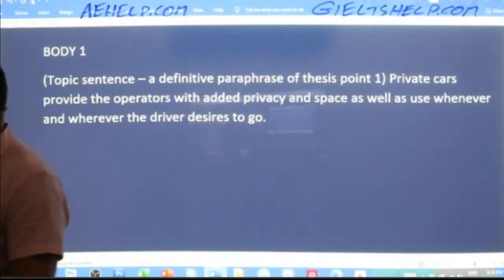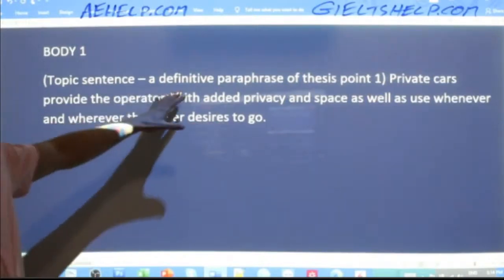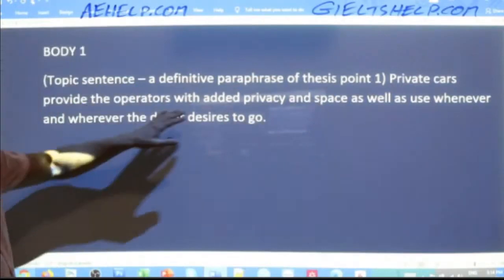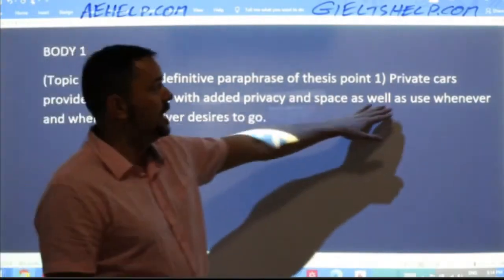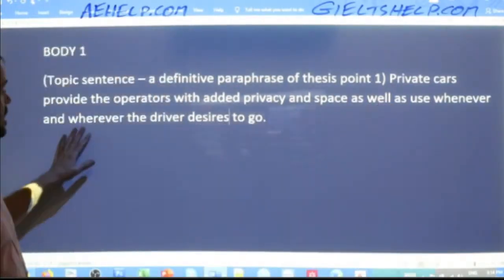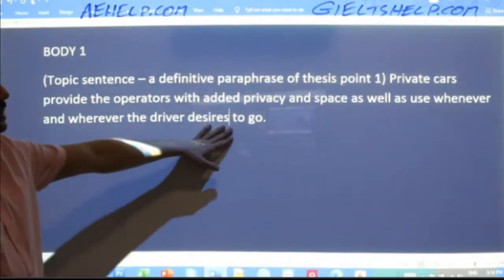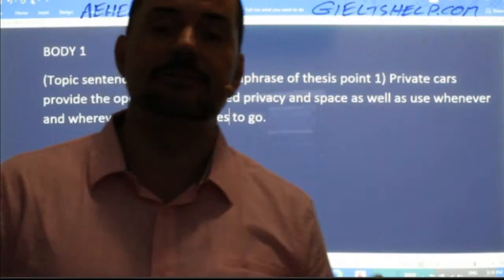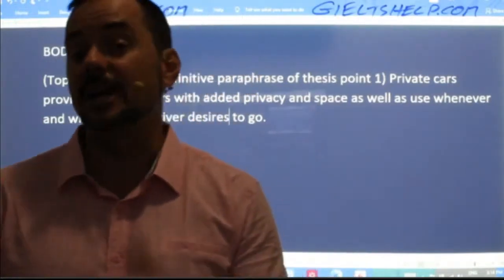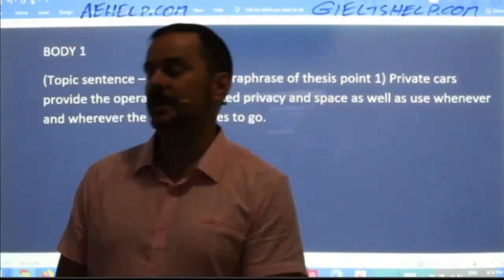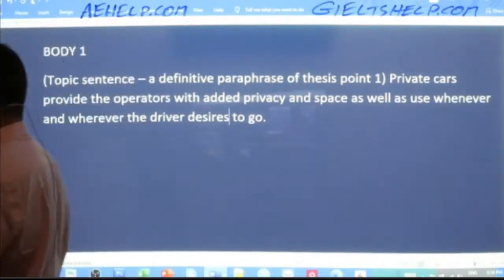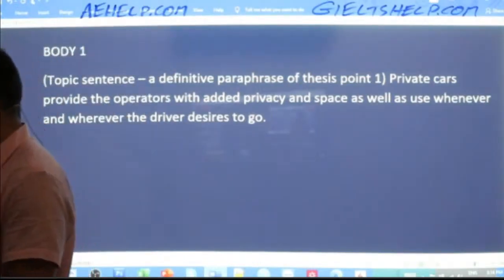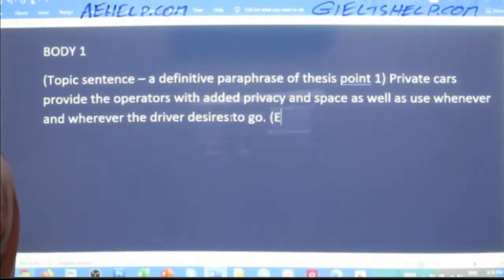All right. So I'm defining comfort and flexibility. So private cars provide the operators with added privacy and space as well as use whenever and wherever the driver desires to go. Okay. So that would be a definitive paraphrase of personal vehicles are liked by people because of comfort and because of flexibility. So that's fine. Now we want to explain that.